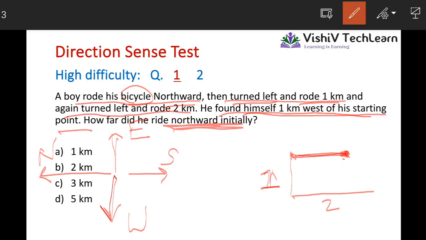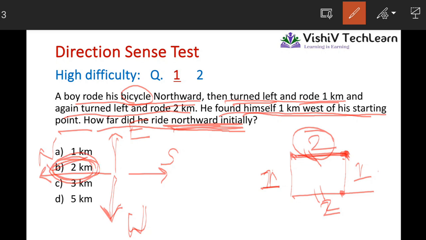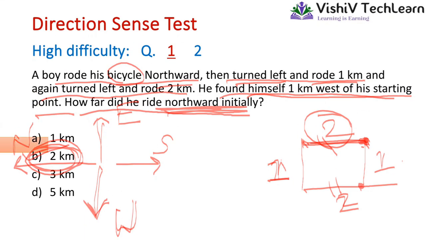So here we have the west direction. This could be the 1 kilometer, so the ending point should be this. If this is 2 kilometers, this must be 2 kilometers, the same length we can say, and that's the answer to how far did he ride northward initially. So the answer is 2 kilometers, and option B, 2 kilometers, must be the right option. Let's check. Option B, 2 kilometers is right.